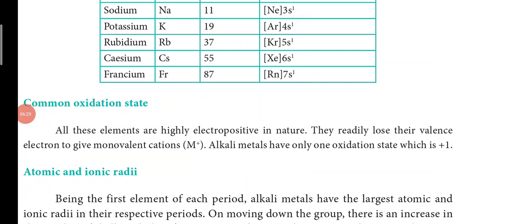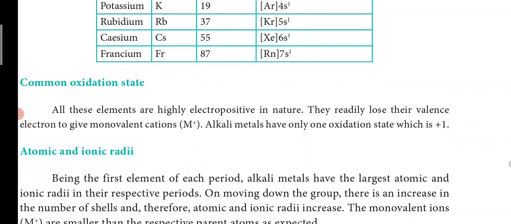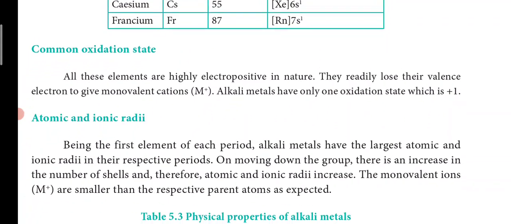And their common oxidation state. So in the same way they all will have some common oxidation state. All those elements are highly electropositive. Since they are highly electropositive in nature, they easily lose electrons from their valence shell. They easily lose one electron, so they are monovalent cations. Once one electron is lost, it gains one positive charge. So M+. Alkali metals have one oxidation state which is +1.